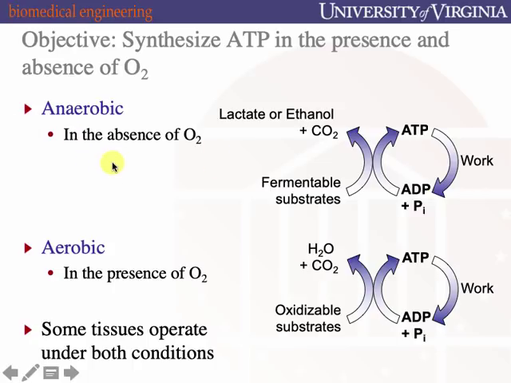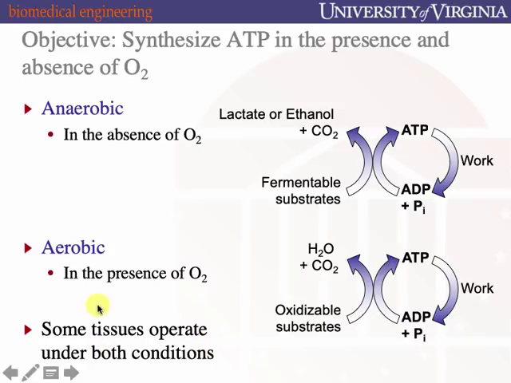If there is no oxygen or there's a deficiency in oxygen, we're under a so-called anaerobic condition. So anaerobic, no oxygen or not enough oxygen. Here, energetically, what one does is take carbon substrates that are so-called fermentable and use those to generate ATP from ADP and inorganic phosphate, with byproducts of carbon dioxide and either lactate, if we're talking about us, or ethanol, if we're talking about yeast.